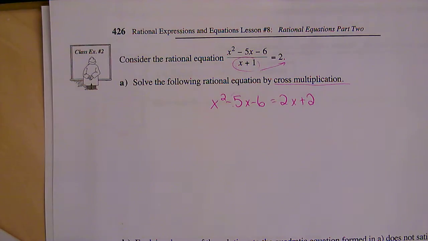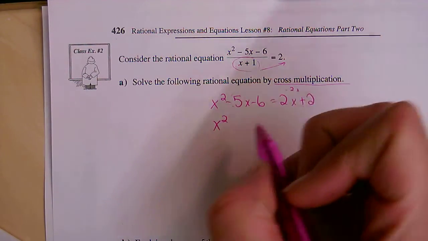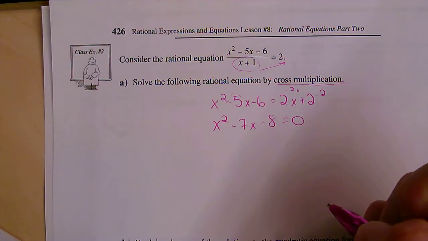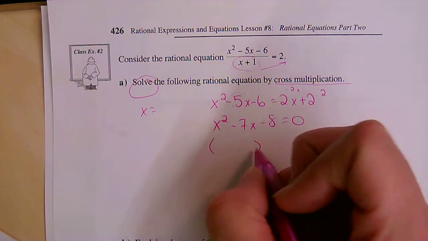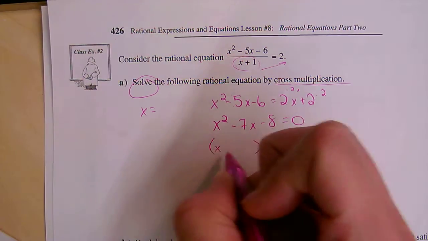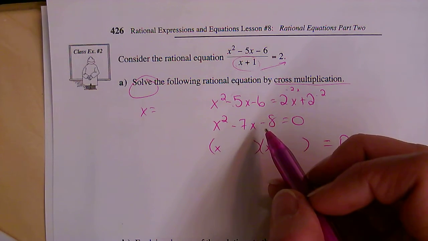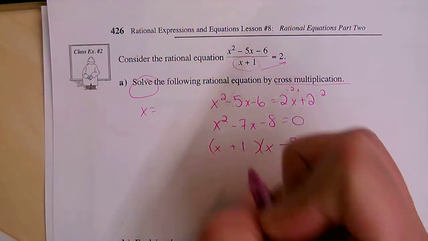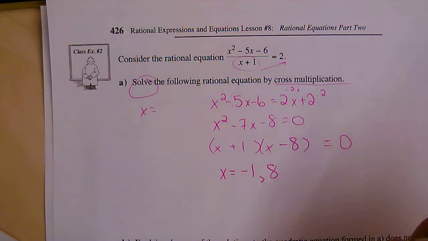Then I can just get everything over to one side. For the x term, that's going to be minus 2x, that's negative 7x. Minus 2 is negative 8. Since I'm solving, that means I want x to equal something. So I'm going to split my brackets and solve by inspection. What multiplies to be negative 8 and adds up to be negative 7? That's going to be negative 8 and positive 1. So x is equal to negative 1 and positive 8.